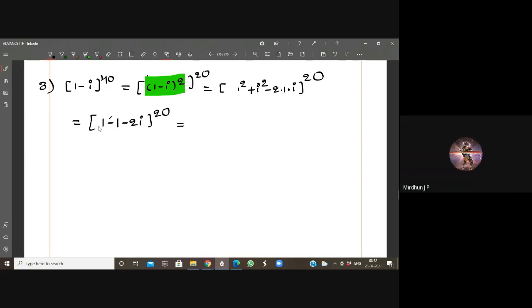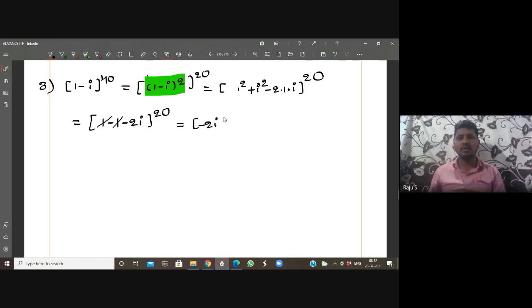So minus 2 iota, the whole power 20. This can be written as minus 2 whole power 20 and iota whole power 20. Can I write that? Yes, we can. So minus 2 whole power 20 becomes 2 power 20, because it is an even power, and even power means minus becomes plus. But what is iota power 20?